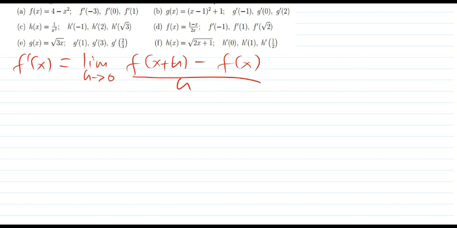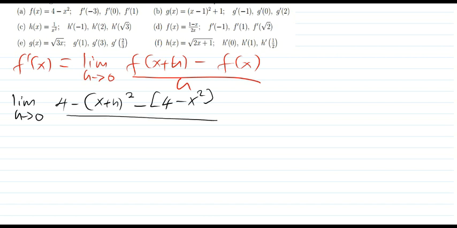What I mean here is, like in this case, I'll say limit as h approaches 0, then I have 4, minus, where there is x, I'm going to say x plus h. Since that is squared, I have to square it, minus the original function. Because this negative is affecting everything, I need to put this in brackets. Everything has to be divided by h.